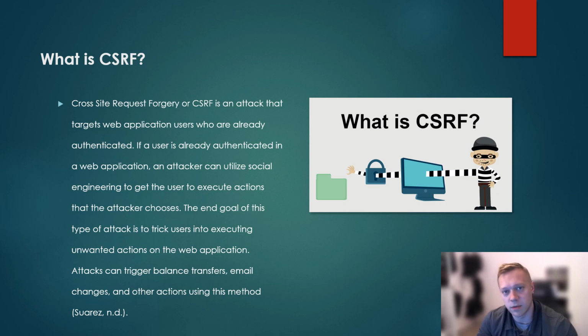So let's talk about some of these vulnerabilities. For example, what is CSRF? Cross-site request forgery, or CSRF, is an attack that targets web application users who are already authenticated or logged in. If a user is already authenticated in a web application, an attacker can utilize social engineering to get the user to execute actions that the attacker chooses. The end goal of this attack is to trick the user into executing unwanted actions in the web application. Attacks can trigger bank balance transfers, email changes, and other various actions using this method.